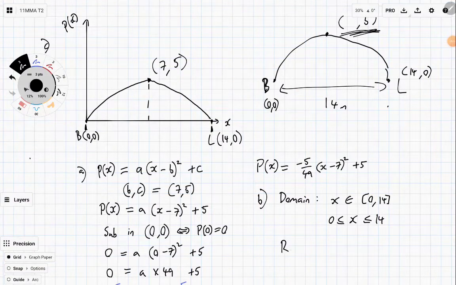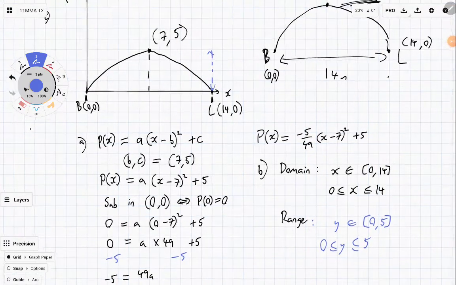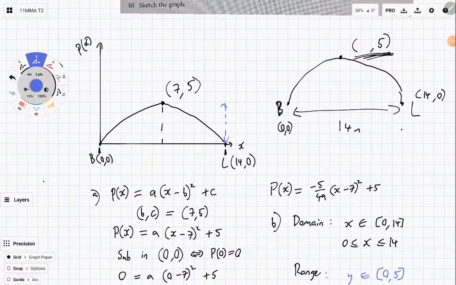For the range, we're also going to be restricting it into where the range ends up being. So it starts at 0 and only goes up to 5. So y is in between 0 and 5, or you can write that as y is greater than or equal to 0, less than or equal to 5. And there is your domain and your range, and part C is the graph, which I've already sketched perfectly.